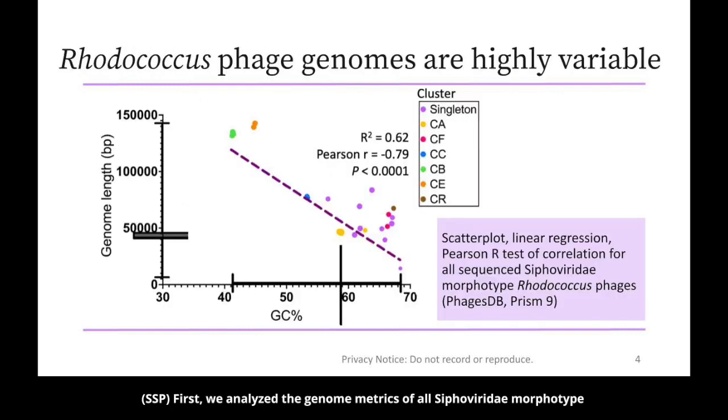First, we analyzed the genome metrics of all Siphoviridae morphotype Rhodococcus phages available on PhagesDB. We looked at genome length and nucleotide composition, which is measured here in GC%. We found a significant downward trend here, suggesting that there may be some pressure for longer phages to use less GC base pairs, possibly because this is more energetically costly. This may also suggest that CB and CE are more distantly related to the other phages.